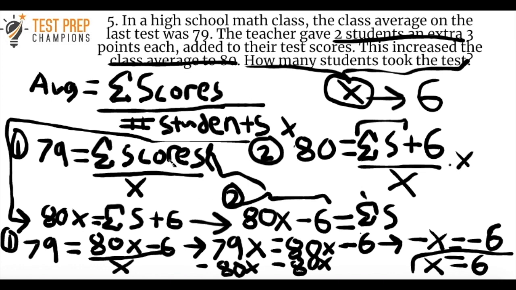Once we solved it for the sum of the scores, we plugged that into equation 1. The reason that we solved equation 2 for the sum of the scores was so that we could plug it into equation 1 and be working with just one variable. That one variable was x, which was ultimately what we wanted to solve for, and we got x as our answer as 6. So x equals 6, meaning 6 students in the class took the test.